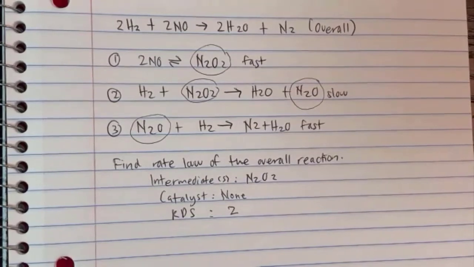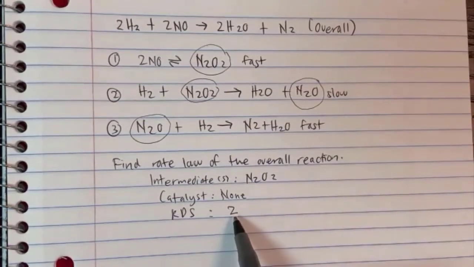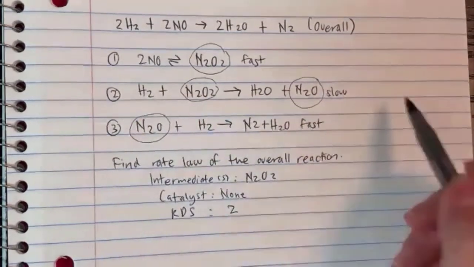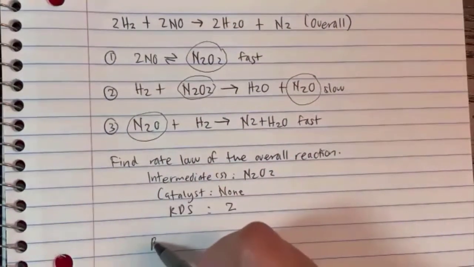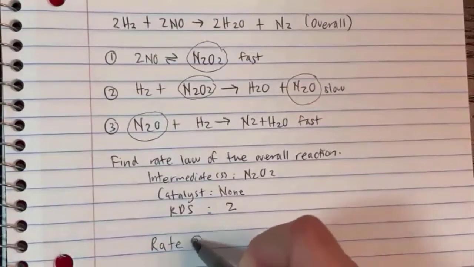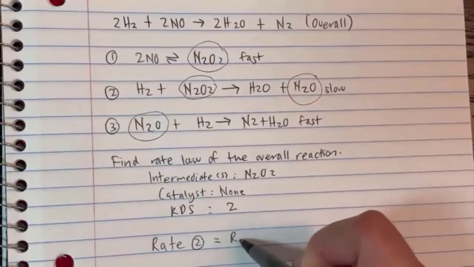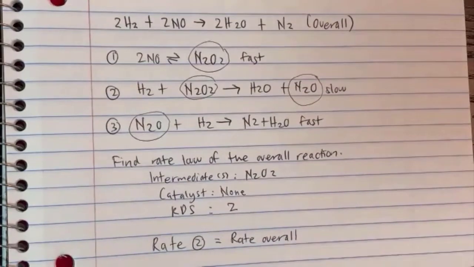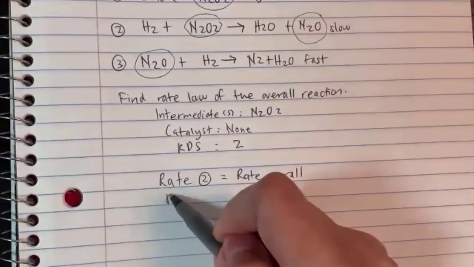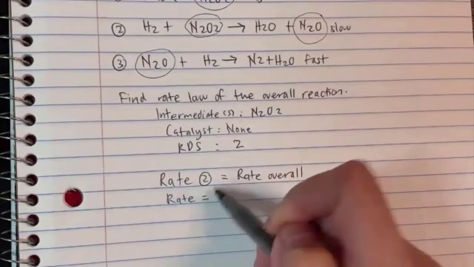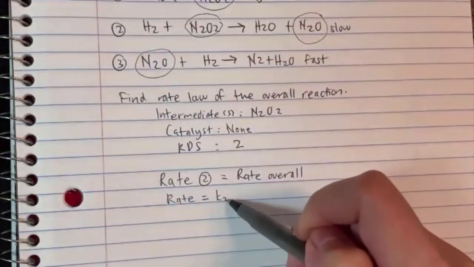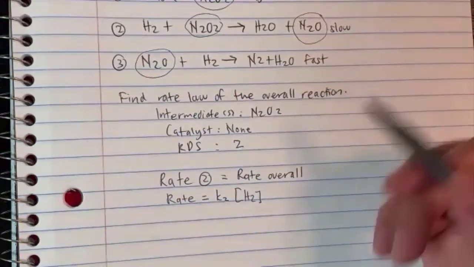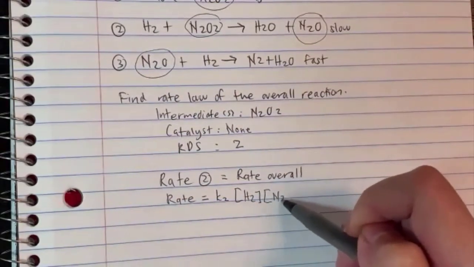Okay, so those are how you identify it. Since we know that step 2 is a slow step, we write the rate law for step 2 as the rate of the overall reaction. So the rate for step 2 would be the rate for overall, which is what we're looking for, the rate law. I'm going to write the rate law: rate equals k of step 2 times H2, just looking at the reactants, times N2O2.